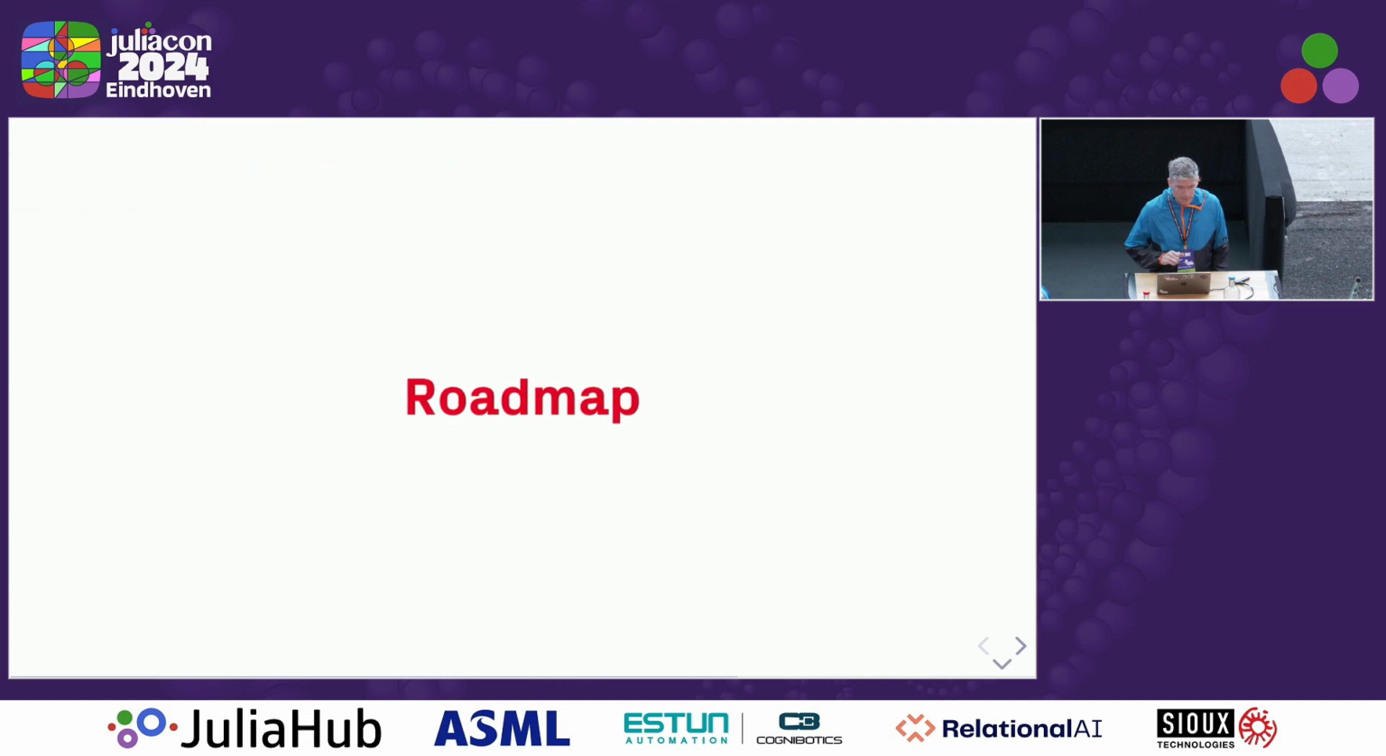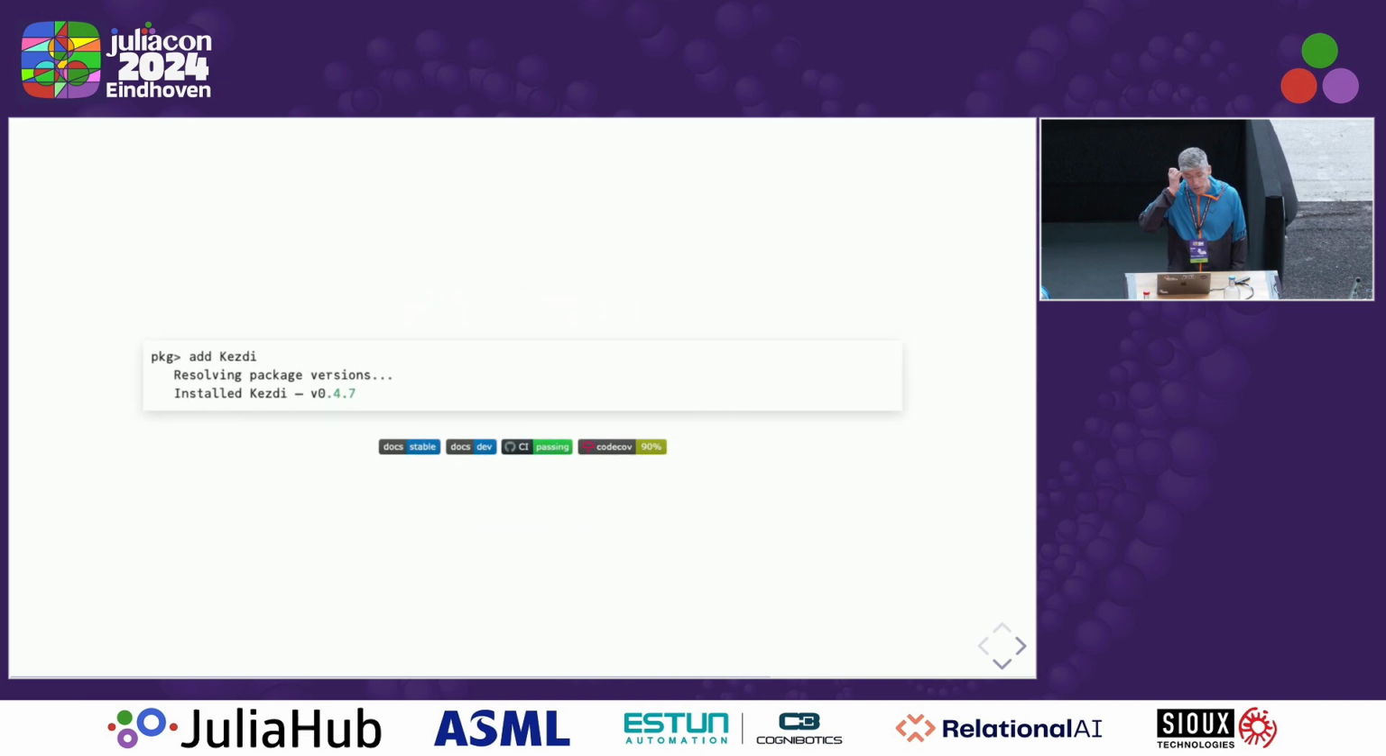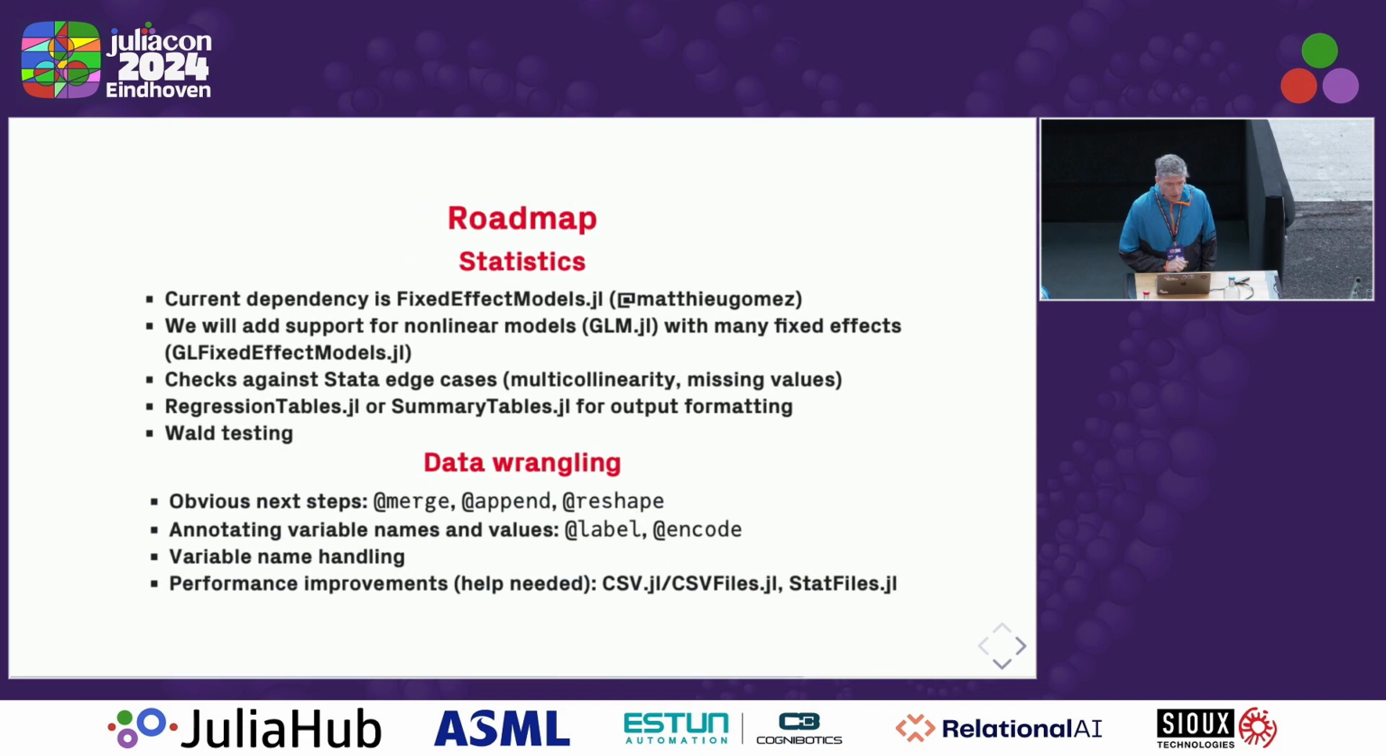So let me say a few words about the roadmap, where we are and where we're hoping to go. So Kezdi.jl is now in general, but I would say it's in beta. So we're very much looking for feedback and suggestions and comments. It's working. It does what it promises to do, but there's a lot of things that are still not implemented yet. So we are going to be working on that. So what are these things?